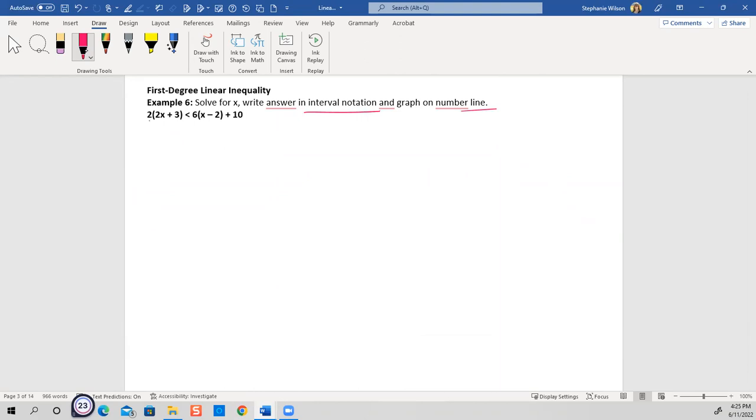What I noticed though is inside these parentheses, I cannot combine terms, but I can distribute this 2 on the outside.